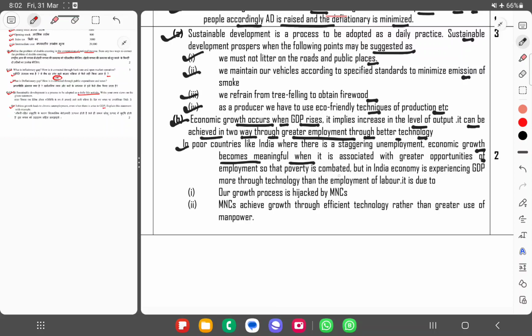So poverty is combated. But the Indian economy is experiencing GDP growth through technology rather than employment of labor, due to the process of growth being hijacked by MNCs, and MNCs achieve growth through efficient technology rather than greater use of manpower.